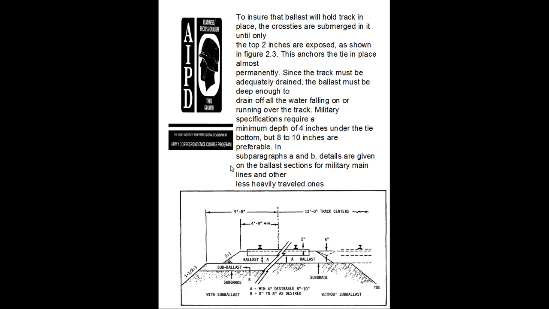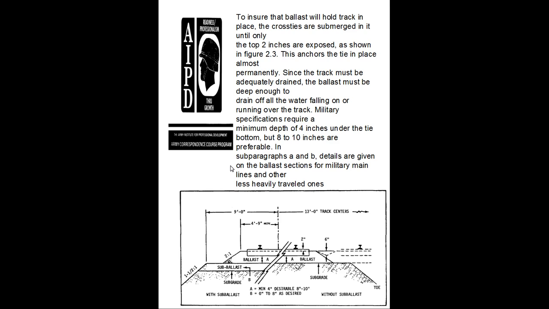withstand wear. To ensure the ballast will hold the track in place, the cross ties are submerged in it until only the top 2 inches are exposed, as shown in Figure 2.3. This holds the tie in place almost permanently, since the track must be adequately drained. Ballast must be deep enough to drain off all of the water falling on or running over the track. Military specifications require a minimum depth of 4 inches under the tie bottom, and 8 to 10 inches is preferable.